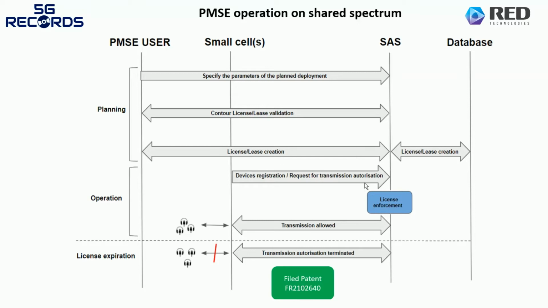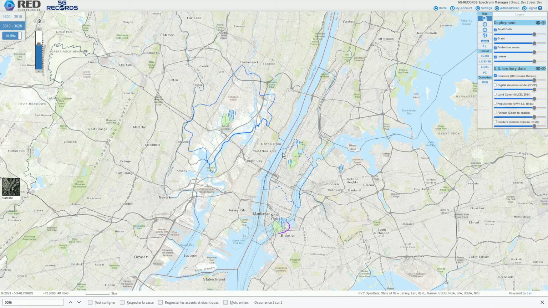Once a frequency has been found, the lease or local license can be created, and finally the PMSE user will be able to operate, in other words, register its real devices and request authorization to transmit, and the SAS will enforce the license or the lease that has been agreed upon beforehand. Of course, the end user device in use case 1 will then be able to connect to the small cell. As part of this work, we filed a patent on this process.